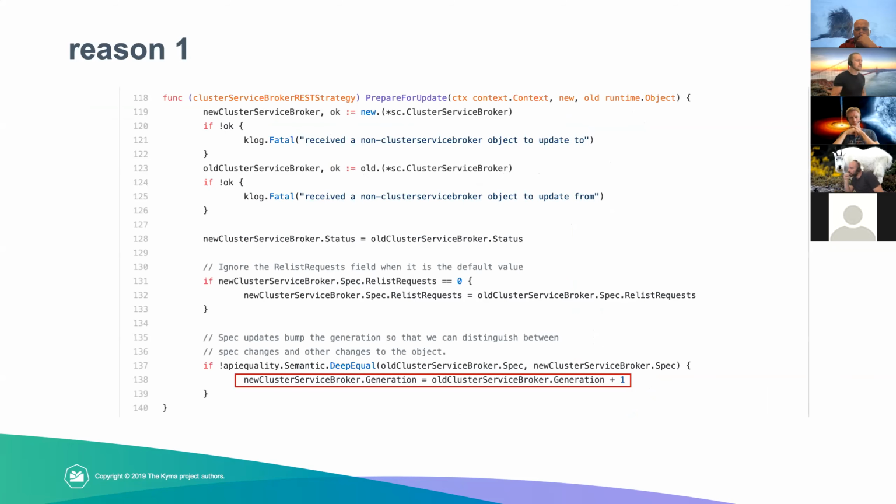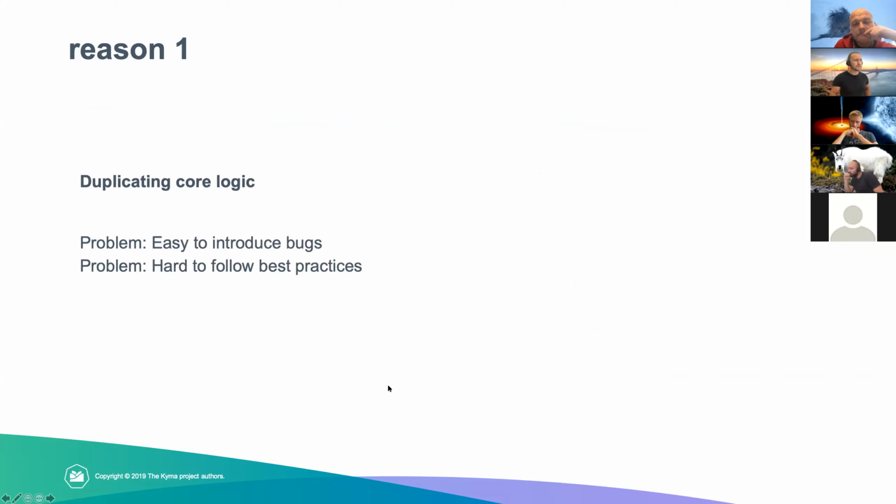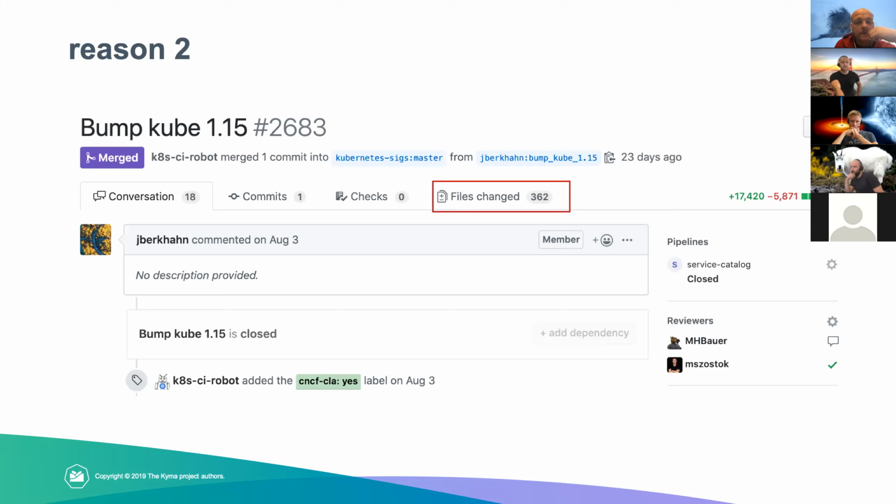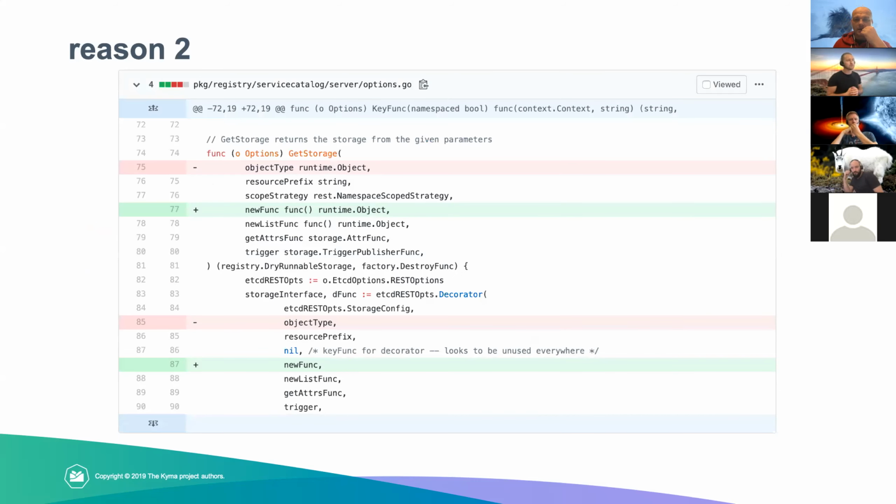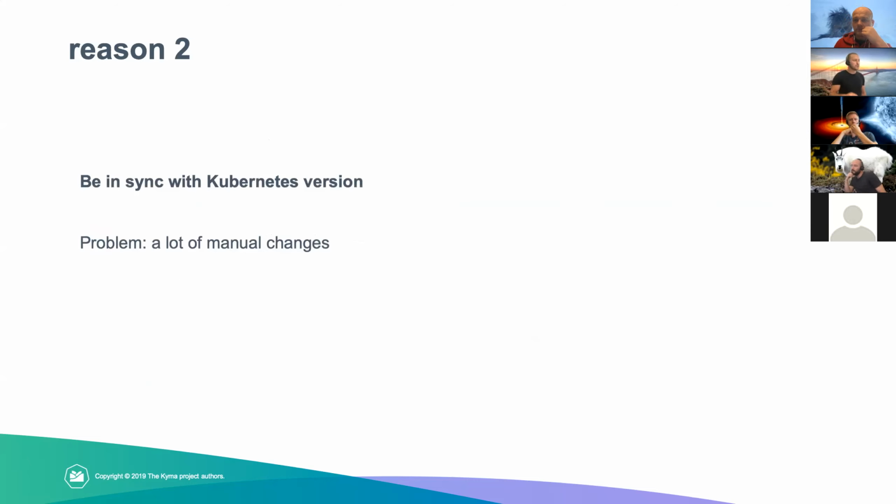The second reason is that you're writing an API server from scratch, and you are also owning some core logic, like incrementing generation fields. And this is also problematic because you're duplicating core logic and it's easy to introduce bugs, and it's also hard to follow best practices. Next one is a problem when you want to be in sync with the Kubernetes version because you need to bump your dependencies. And there are not only changes in vendor files, but also in your files because you need to sometimes adjust your interfaces. So it's also a problem because of a lot of manual changes.